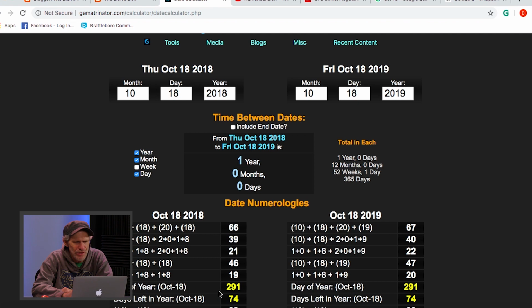It tells you the day of the year. Today is October 18th, would be the 291st day of the year. We have 74 days remaining. 74, a very important number in this practice.